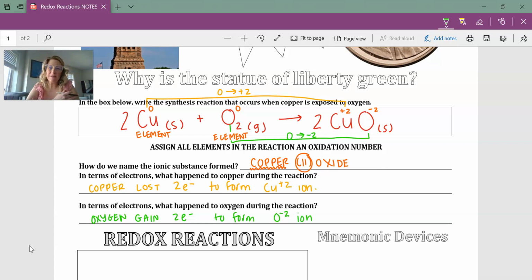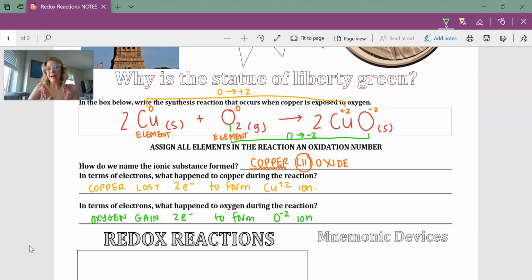Now, this leads me into what is a redox reaction. This is an example of a redox reaction, redox standing for reduction and oxidation. A lot of times when I teach this lesson, my students at the beginning of the lesson like to tell me that the Statue of Liberty is being oxidized. And initially, students tend to think that oxidized means that the Statue of Liberty is reacting with oxygen.